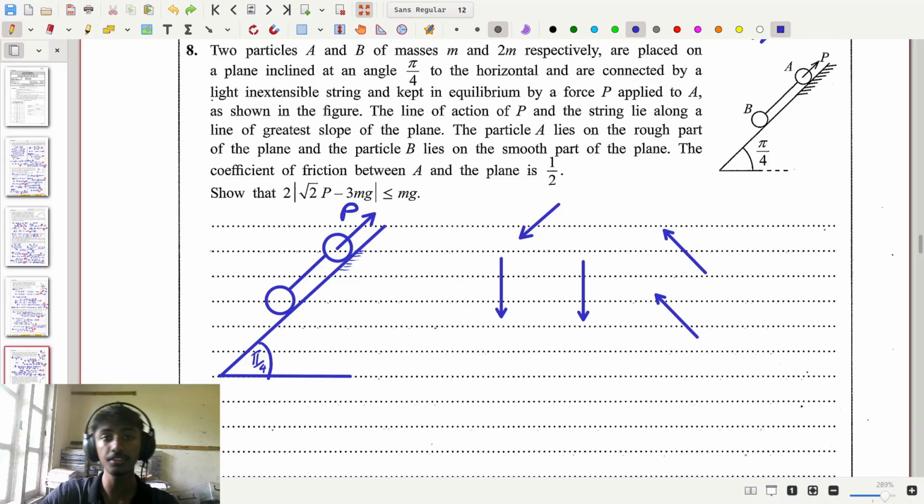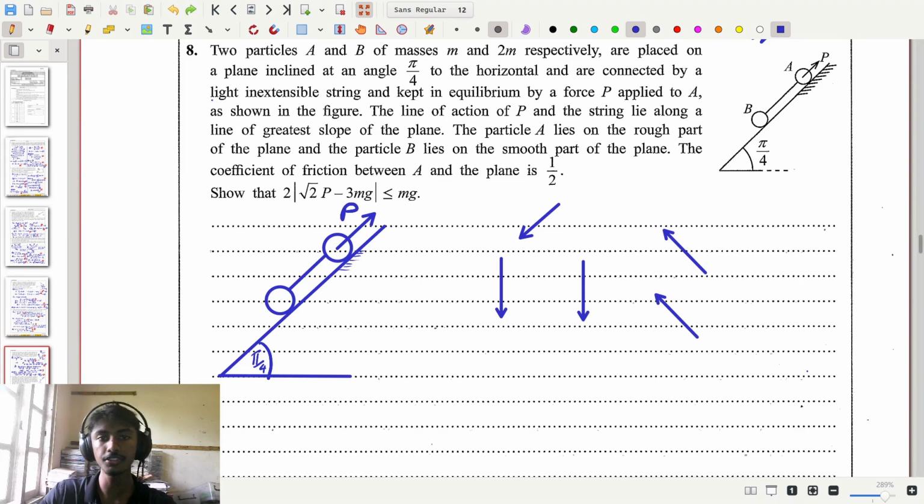Now after that, the question says the line of action of P and the string lie along the same line, which is the line of greatest slope of the plane. Now the reason they say this, of course, is so that we know that the force P, this string, and thus the tension in the string and the slope are all in the same exact direction, which is pi/4 relative to the horizontal, above the horizontal.